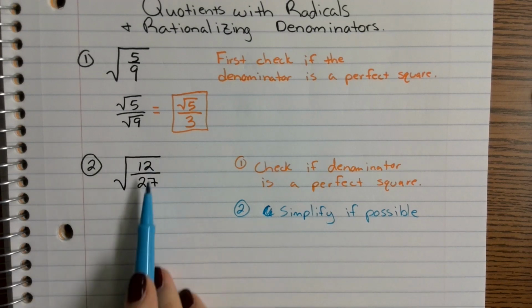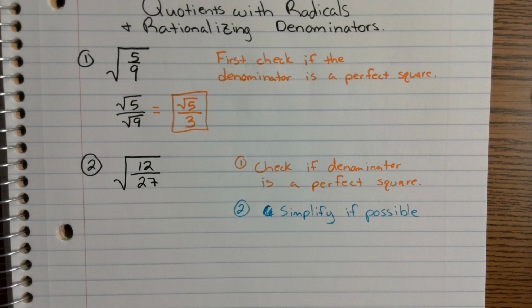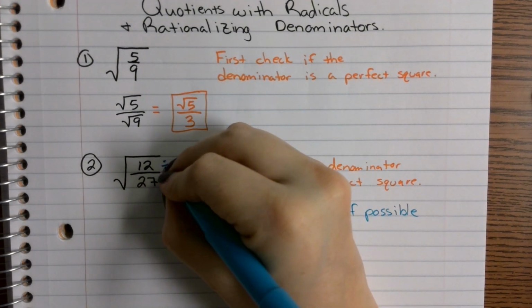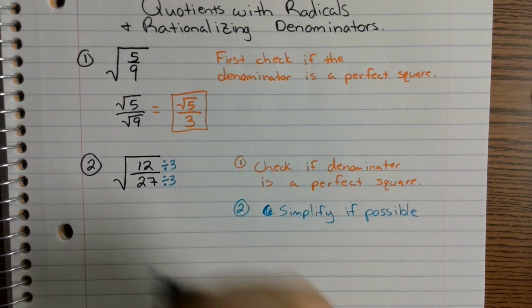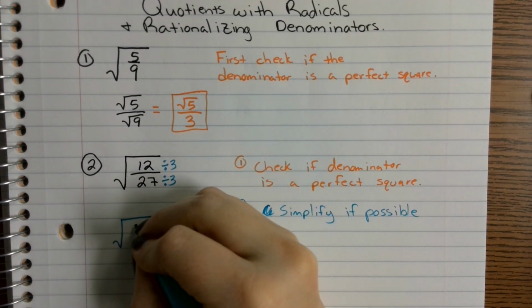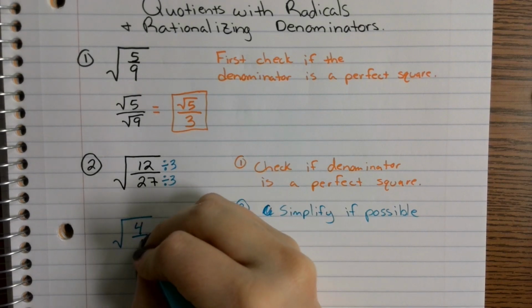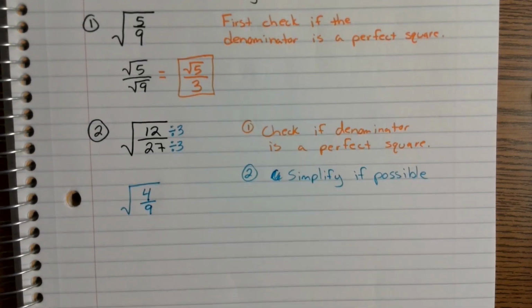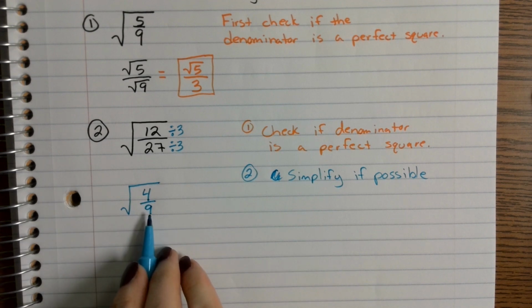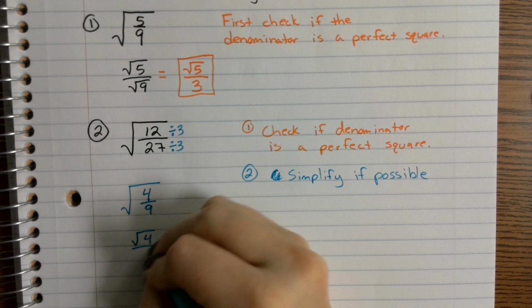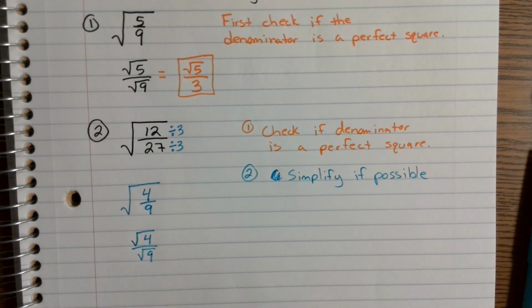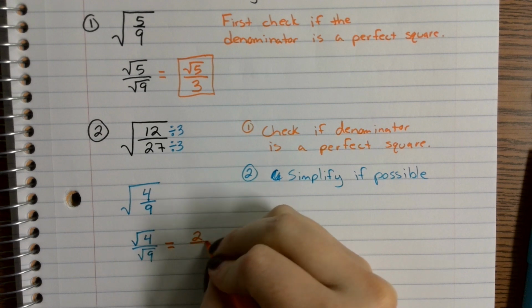Can we simplify 12 over 27? Yeah. What is 12 and 27 both divisible by? 3. So we can go ahead and divide by 3 for both of them, and that's then going to give me the square root of 4 over 9. Do I now have a perfect square for my denominator? Yes. So then I can go ahead and work them both out. Square root of 4 over square root of 9 is going to give me what? 2 over 3.